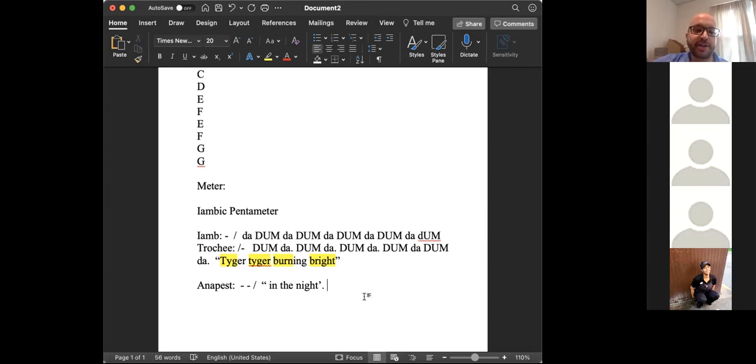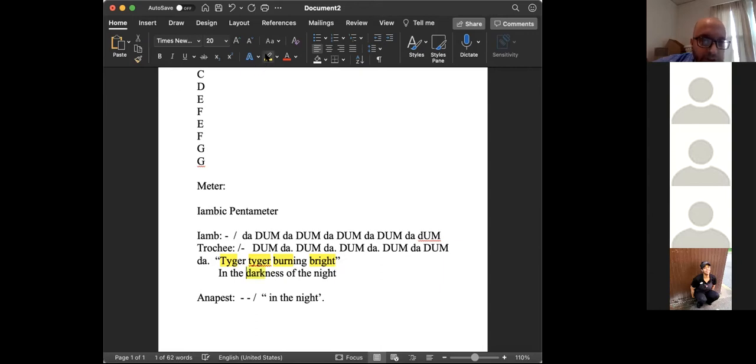I think the second line of Tiger, Tiger, Burning Bright is actually "in the darkness of the night." So this is a good illustrator of what anapests look like. In the darkness of the night. Well, the second part of this wouldn't be an anapest. Let me do this over. In the darkness of the night. So two unstressed syllables followed by a stressed syllable, usually like in a prepositional phrase, in the night.